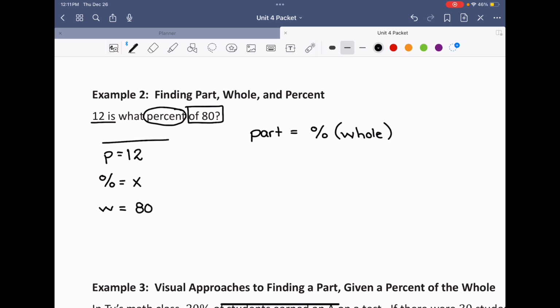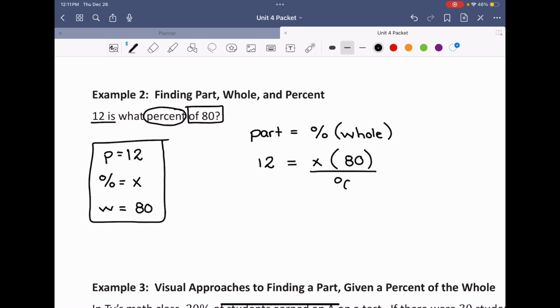I'm going to box that in, and I'm going to plug it in. So part is 12, so right underneath it, equals my percent x whole, plugging in 80. Now, all of my problems are not going to be exactly the same. I cannot just multiply here. We just went through our whole unit on how to solve equations. This is x times 80, so that means I have to divide both sides by 80.